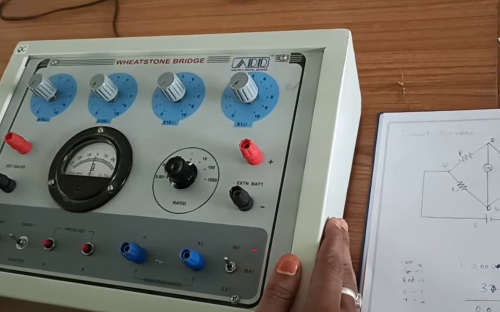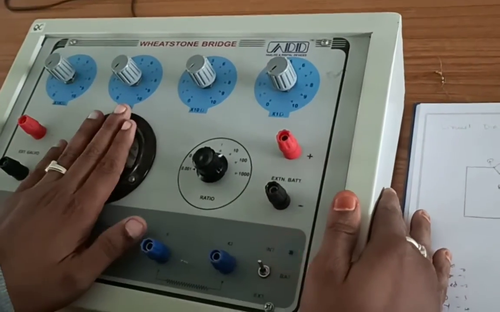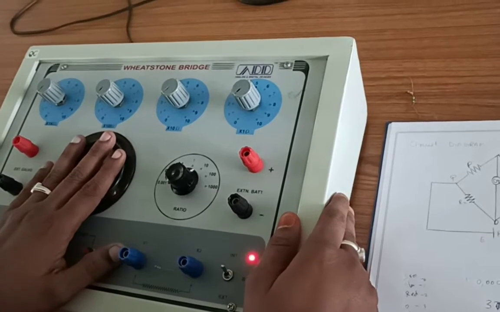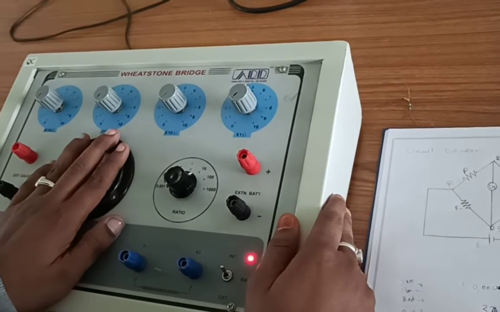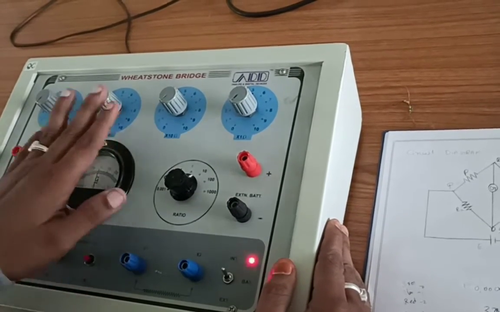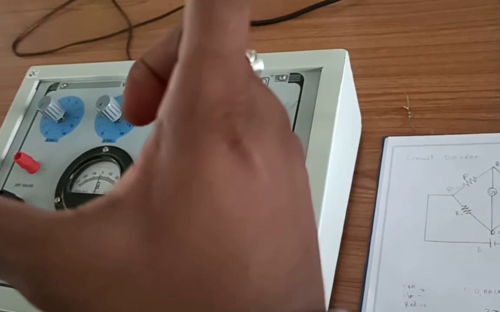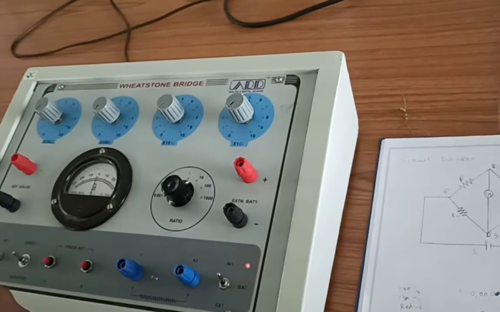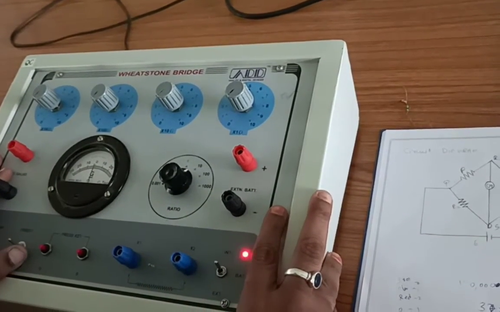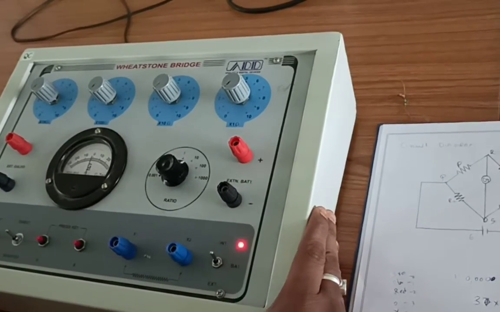Here this is the kit, and the galvanometer is fixed. How can we find the unknown value of resistance? We have to balance the bridge. First we have to keep the bridge in the balanced position. The bridge is in the balanced position when the galvanometer shows null deflection, which means both the arms are equal. During that time the bridge is balanced, and then we can find the unknown resistance value.